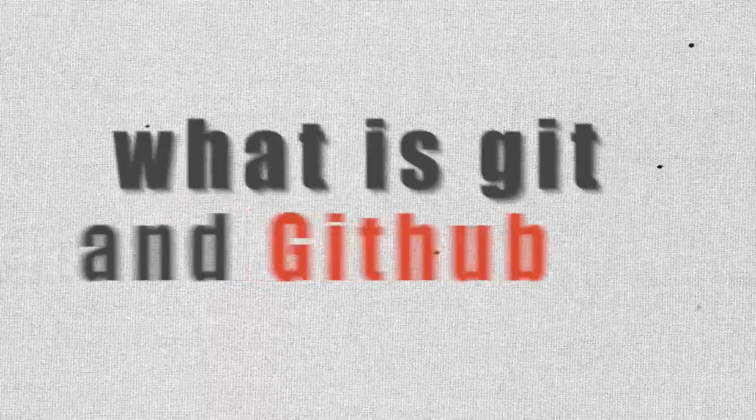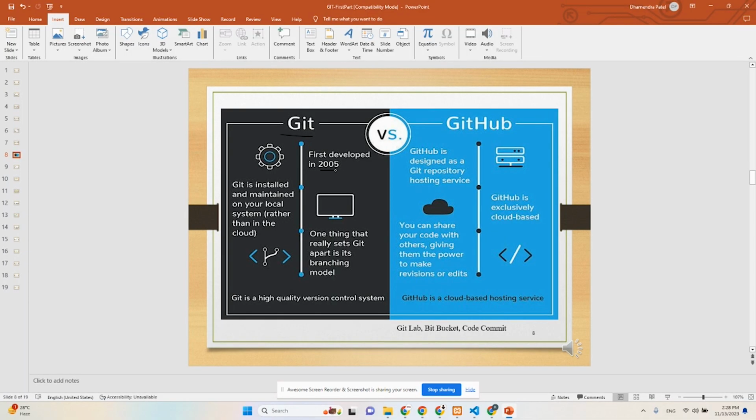Now, what is Git and what is GitHub? So Git was developed in 2005. Git is installed and maintained on your local system. How? I will tell you later, when we go and install it. There is one .git folder in that, and Git is all managed by that folder.